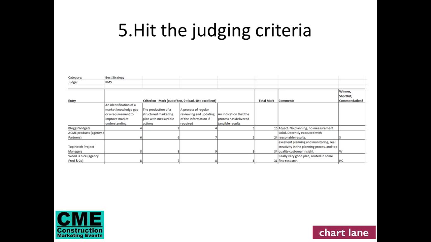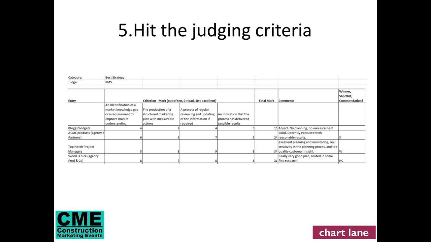And here are the judging criteria for the strategic category on the Construction Marketing Awards, and you can see this is actually the demonstration sheet used to explain to judges what they should do with it, and it shows them how they mark out of 10 for the various criteria. So blogs, widgets scored just 4 for identification of a market knowledge gap or requirement to improve market understanding. They were abject according to the comments, as you can see over there, and clearly they didn't make the shortlist. The winner down there scored 8s and 9s, had excellent planning and monitoring, real creativity in the planning process, top quality customer insight. So you can see this is how I train my judges to deliver on the Construction Marketing Awards, and this is common on all award schemes.